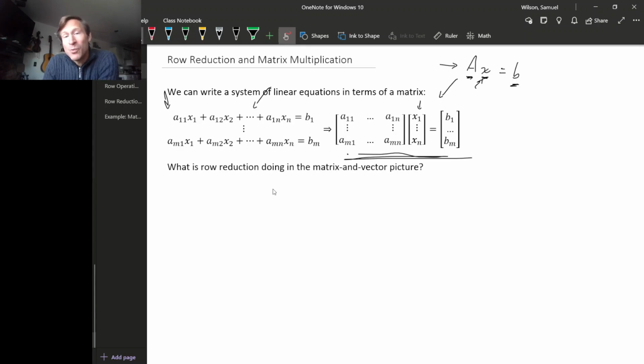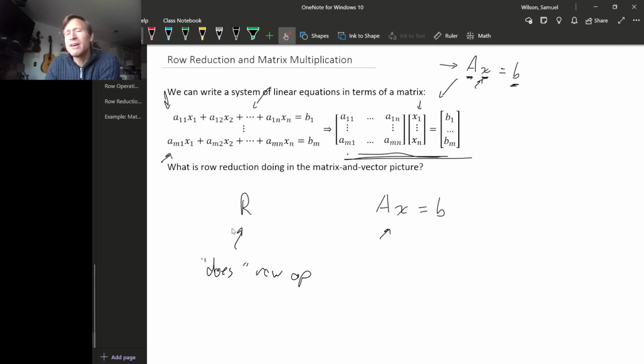Well, we can fit row reduction into this matrix vector picture if we could somehow describe row operations as actually being multiplication by a matrix. So if we have a matrix, let's say R, that does a row operation, then if we have a system of equations that originally we would write like this, but instead we can write using matrices and vectors like this. How could we do this row operation?